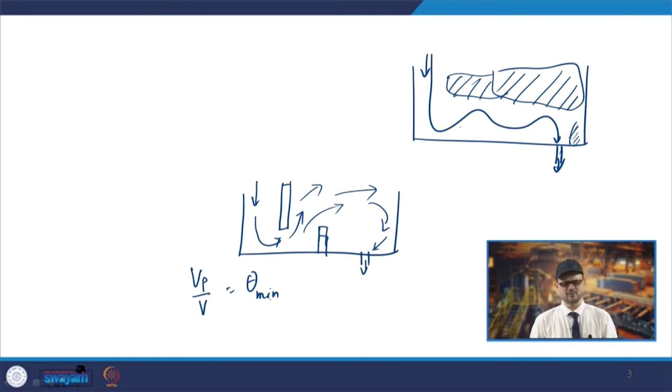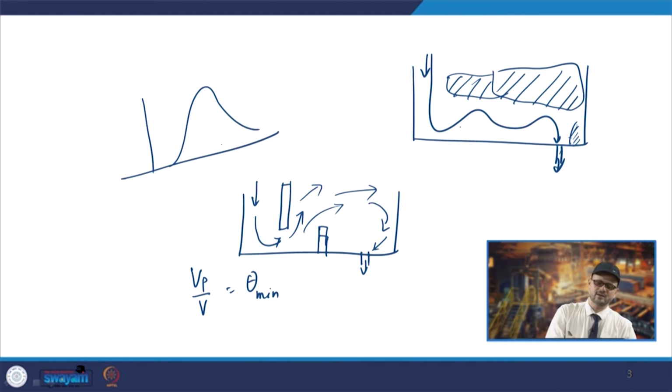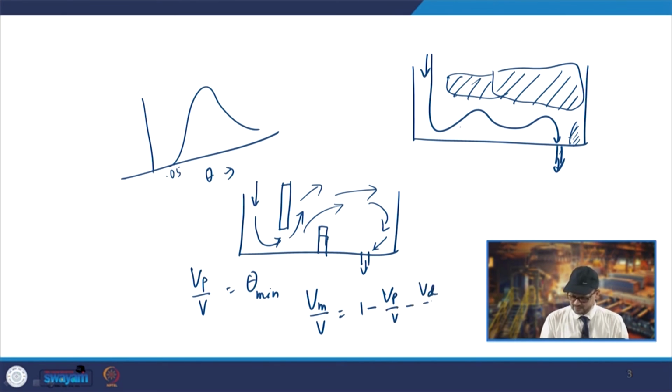So, Vp by V will be theta min. Wherever you are getting the theta min value, suppose here it is coming, and if suppose this is theta and this value is 0.05, it may come like that. So, it means 5% we call as the plug volume. Then you will have the calculation of the dead volume. The dead volume, as you see, you calculate by seeing where the theta is more than 2. Once you have the calculation of the dead volume, then you have the well mixed volume, and that will be 1 minus Vp by V minus Vd by V.